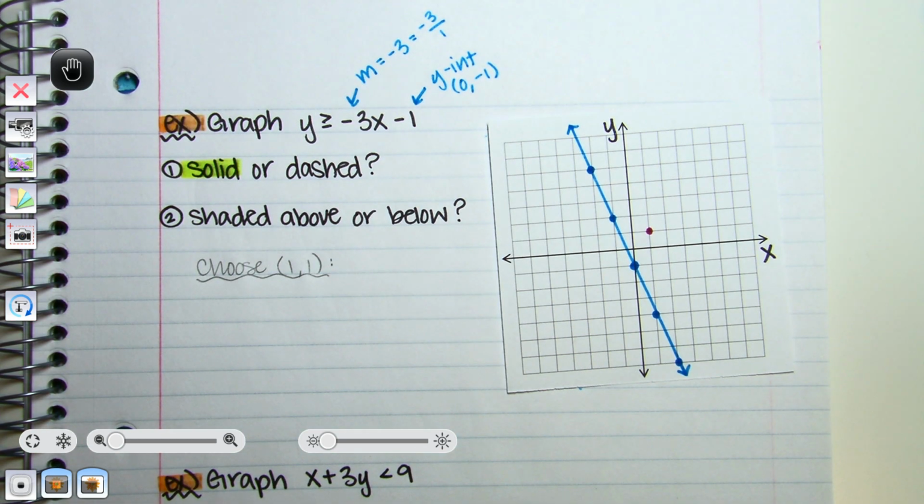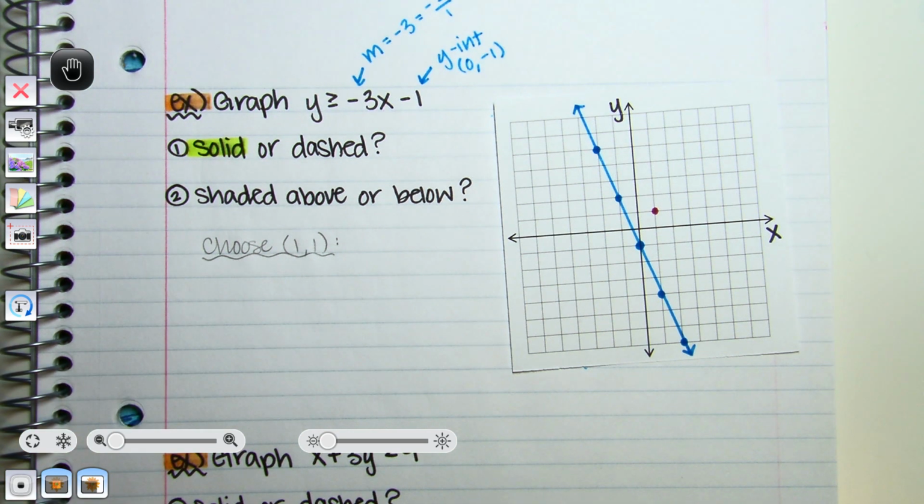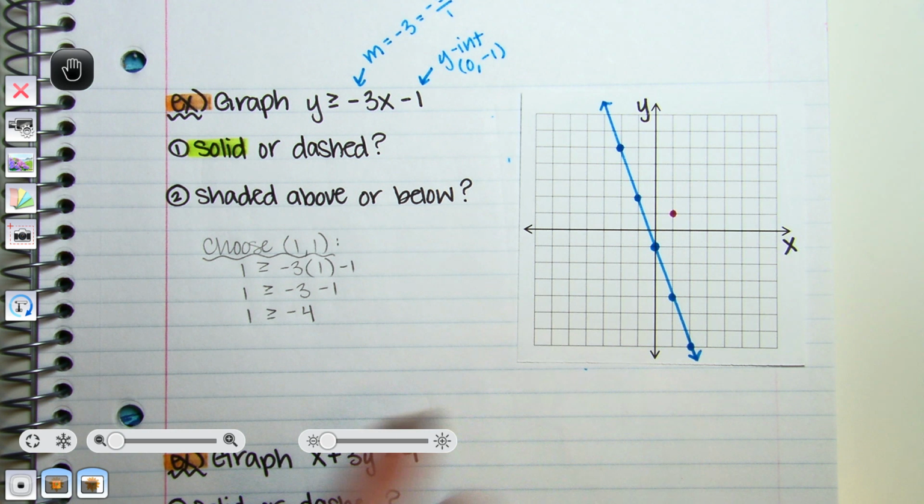I want you to go ahead and solve this on your own. Plug in 1, 1 to your inequality and see what you get. So go ahead and push pause, and then when you're ready to check, push play. Go ahead and check your answer. You should have gotten 1 is greater than or equal to -4. Is this a true statement? Yes, it is.